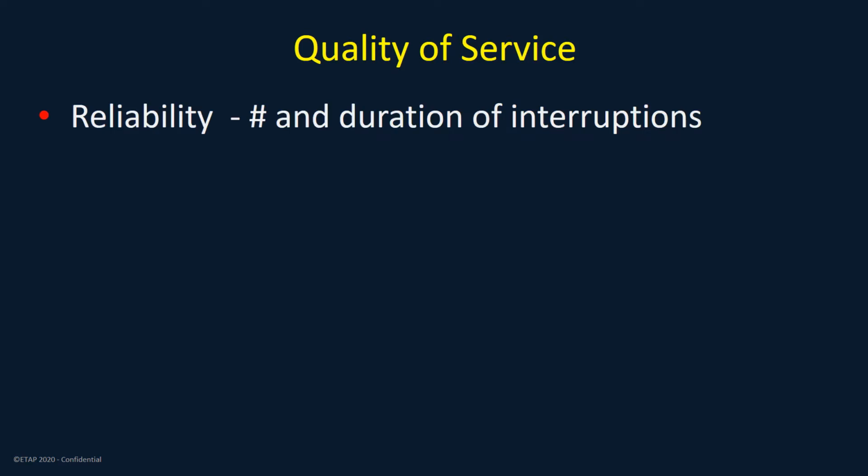Many utilities define and track quality of service in different ways. In most, they track reliability indices derived from the number of interruptions and duration of interruptions. The load sharing system must be able to minimize the number of customers interrupted, minimize the amount of load to shed, and minimize the number of interruptions of each customer.